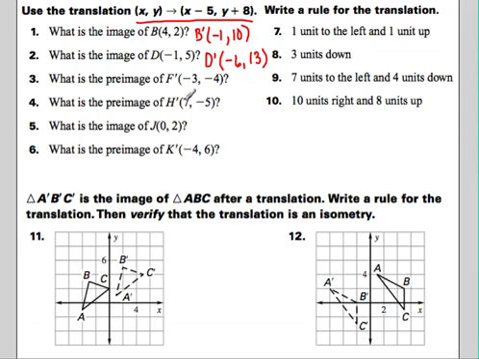Number 3 is going to switch things up. Instead of asking what is the image of this, it says what's the pre-image. So that means we have to go backwards. So they give us F prime. It's our job to determine what F is.